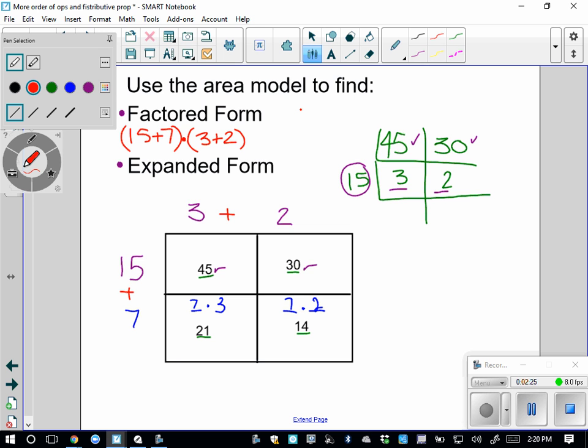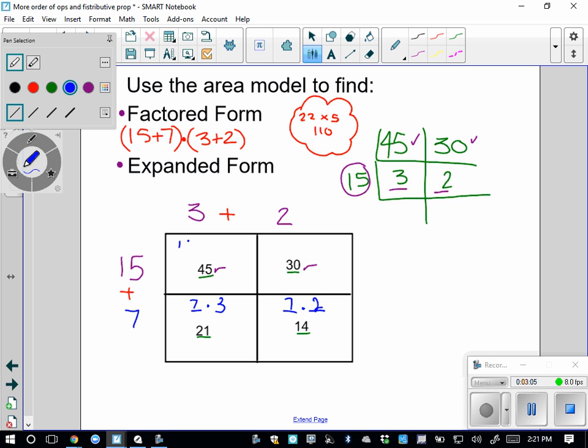And if we were going to just check that with mental math, basically that's 15 plus 7 is 22 times 5, and that's 110. And if you add up all of these pieces in the box, you should get 110. So if we checked it, the top row adds up to 75, and the bottom row adds up to 35, and that adds up to 110. So far, so good?